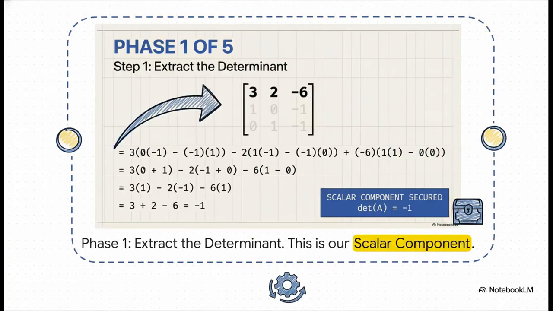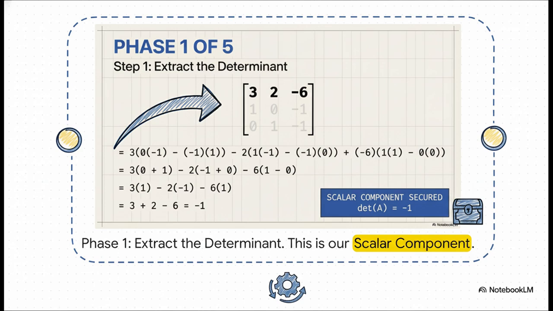First up on the line, phase 1, extracting the determinant. This gives us what I like to call our scalar component. It's just one number, but it represents the entire scaling factor of our transformation. For our matrix A, we run the numbers and we get -1.